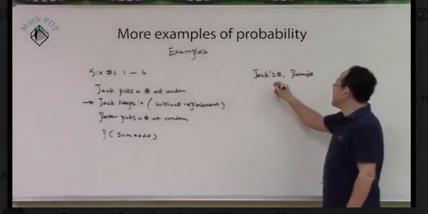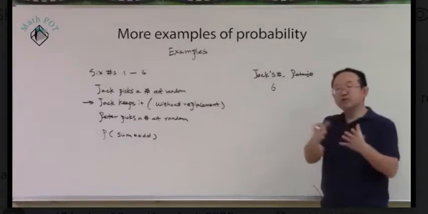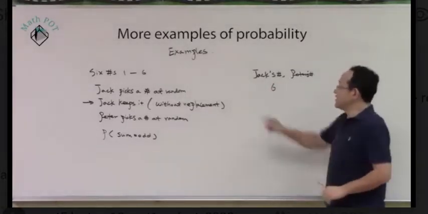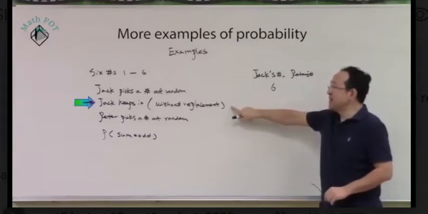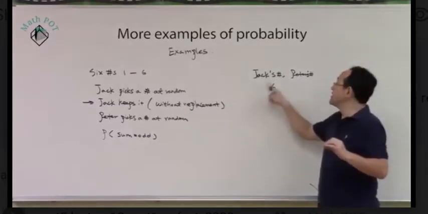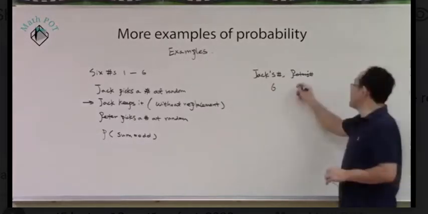So for the Jack number, we have 6 ways. So could it be 1, 2, 6? So how about the Peter number? Because it says without replacement. That means Jack keeps the number. So whatever Jack picked, the next step we have 5 ways.